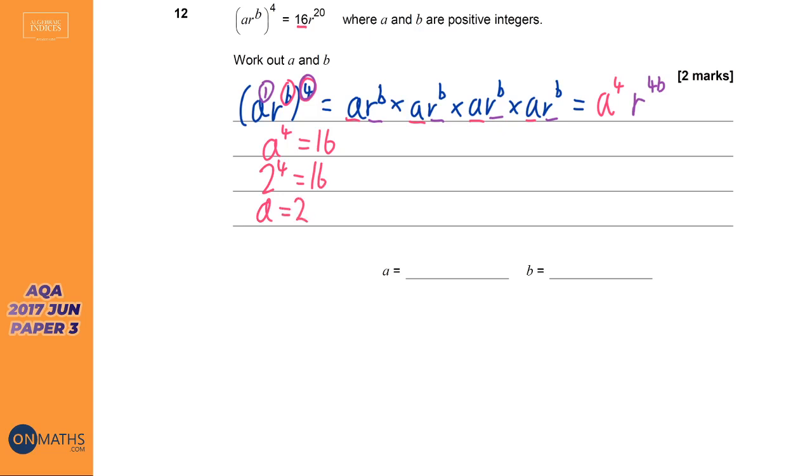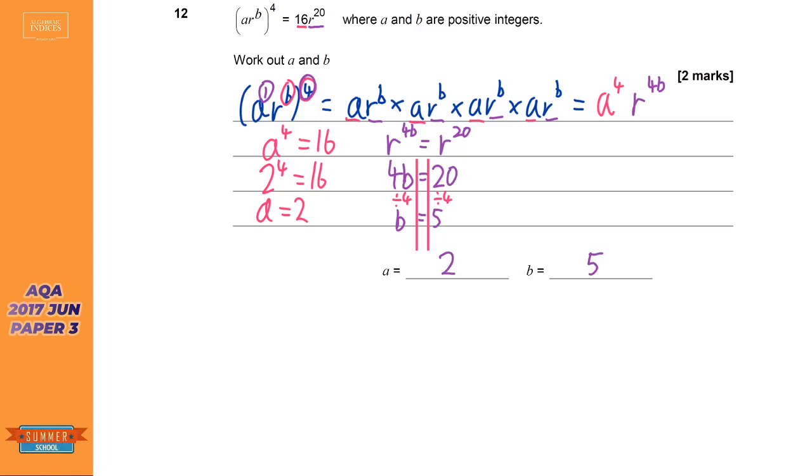Similarly, we have a look at the R's next. So we know that R to the power of 4B is equal to whatever it says in the answer, R to the power of 20. Okay, so we're just going to have a look at the powers now. So 4B will equal 20. And then we can just divide left and right. And I can put lines in, but I don't need to, really. I'll put them in for being complete. So we divide by 4 both sides, and we get B equals 5. So A is 2 and B is 5.